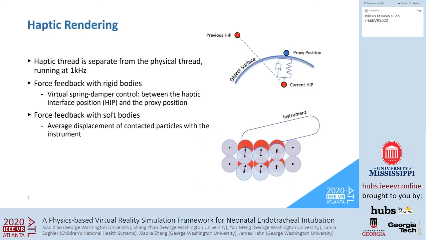The haptic rendering process is separated from the physical thread to ensure a smooth haptic update rate at about 1000 Hz. We used two different approaches for computing the force responses. For the force feedback with rigid body, we employed a virtual spring damper control between the haptic interface position and the proxy position. For the force feedback with soft body, the force is calculated as the average displacement of contacted particles with the instrument from their rest positions. The summation of the forces due to interactions with rigid bodies and soft tissues is sent back to the haptic device for force feedback.